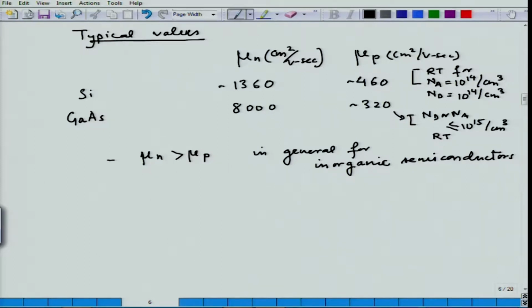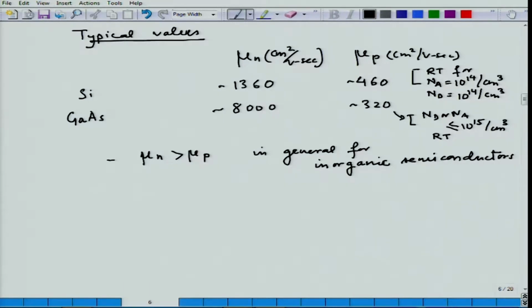You can also see differences between the two materials. As you can see, gallium arsenide has much higher electron mobility compared to silicon, and for that reason gallium arsenide is a preferred material for many high frequency or high speed devices, because electrons can move much more easily in the conduction band in this material.